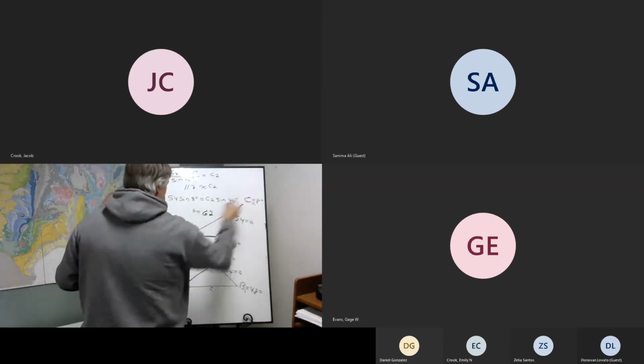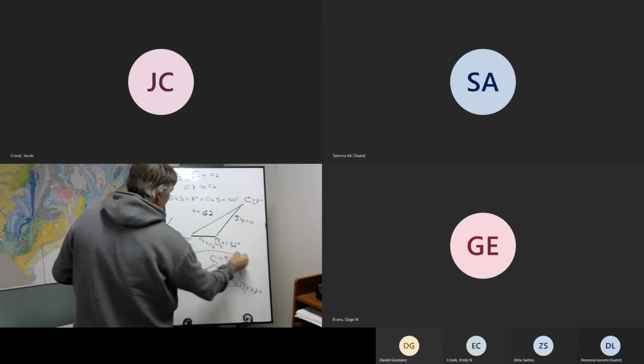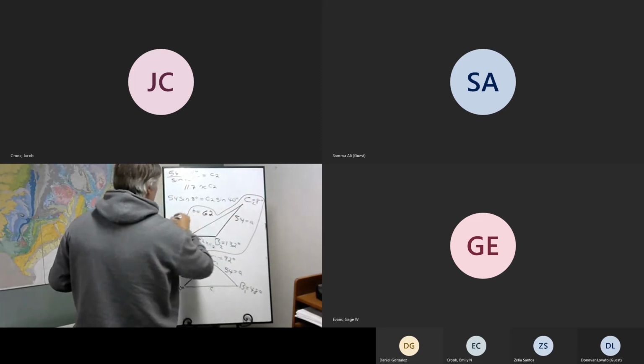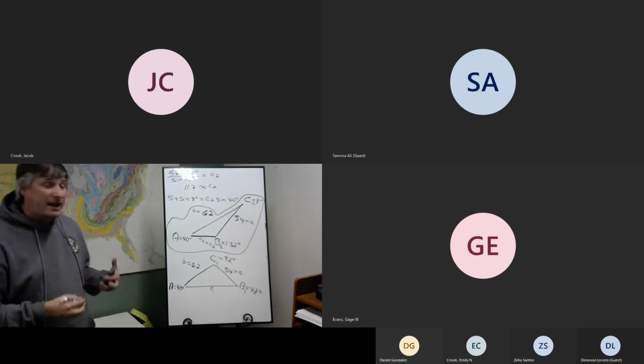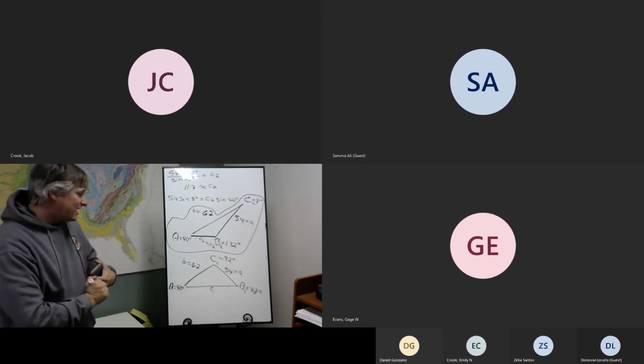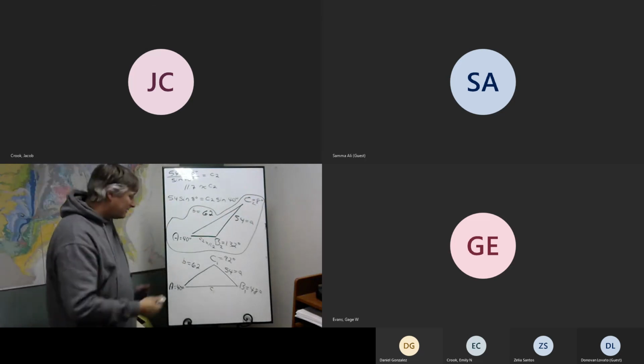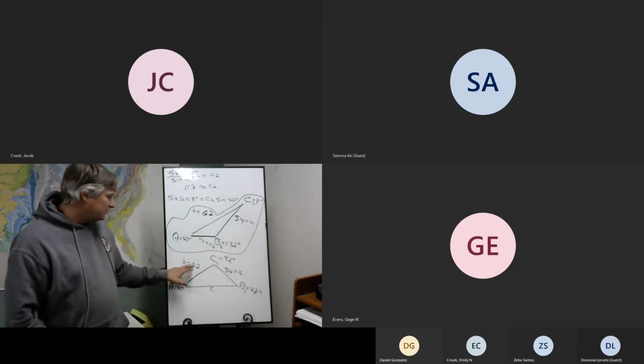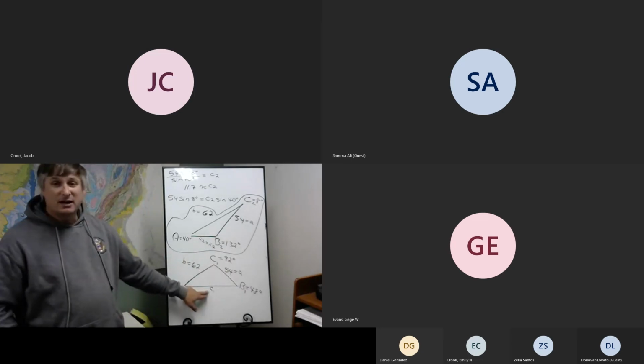So now we've solved this triangle. It's all set. We have all the angles and we have all the sides. Now we've got to finish this one. For this one, we do have all the angles and we have 2 of the sides. We just need side C1.